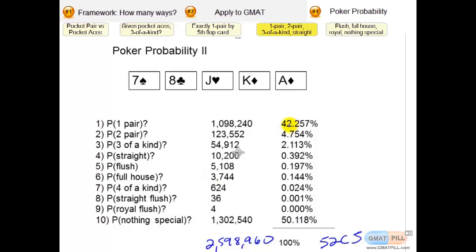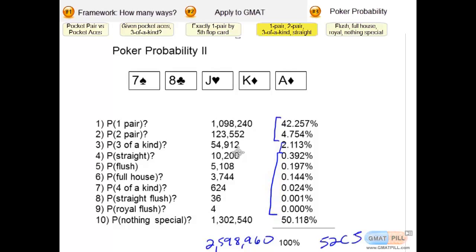42% of the time you might get a pair, 2 pair. And if you look at this, this is about 42.2 plus 4.7. That's going to be about 47%. Then add in this, that's like 49%. And then you have 1% split up among all of these guys.